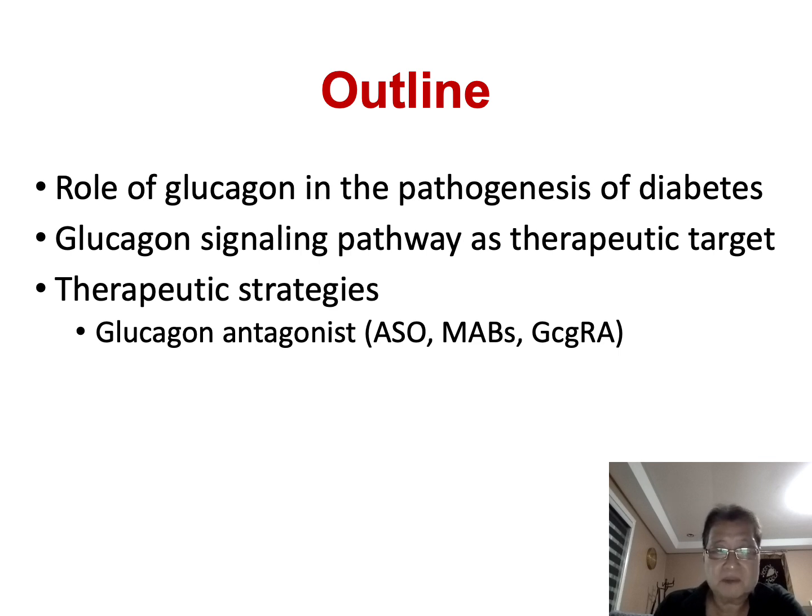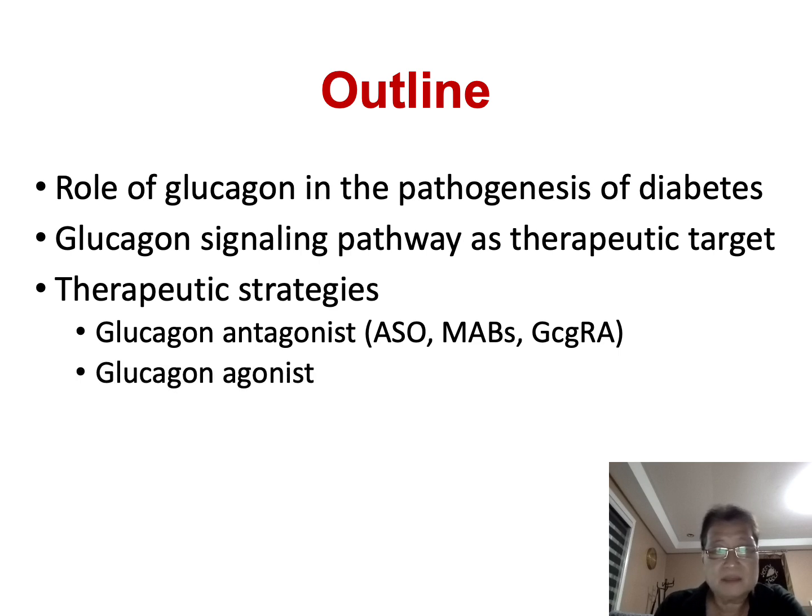Number two is monoclonal antibodies. It neutralizes the circulating glucagon before it binds to the receptor. Number three is glucagon receptor antagonist, which is a small molecule that binds to the receptor and inhibits it.